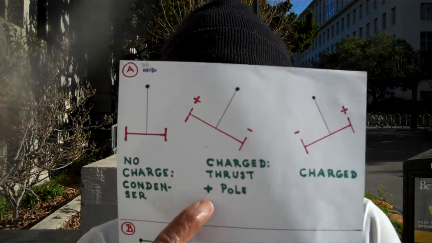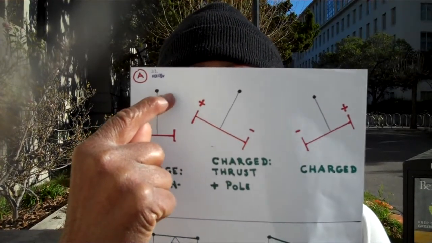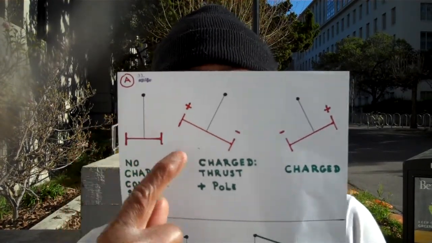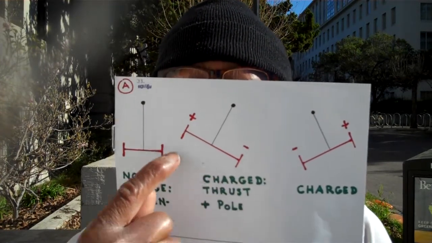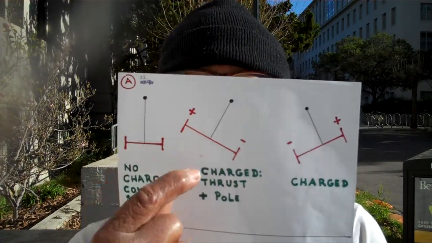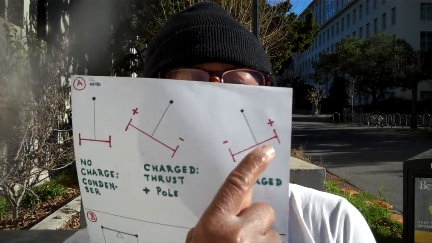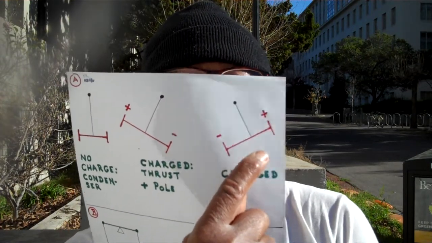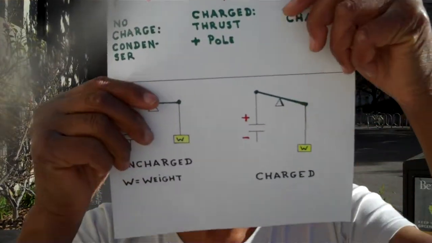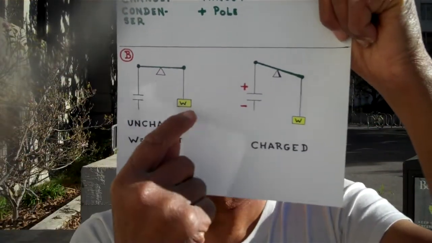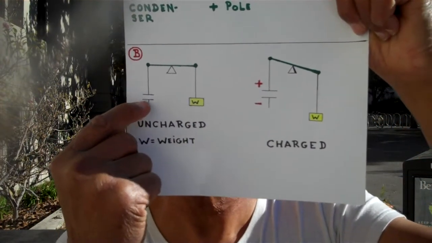thrust is along the positive pole. The positive here would be on your left, and the negative is on your right. So it would swing up, in the direction you see here. And if it's charged positive on your right and negative on your left, it will swing this way upward. Now look at this part. This is a weight in the yellow, and this is a condenser or capacitor.